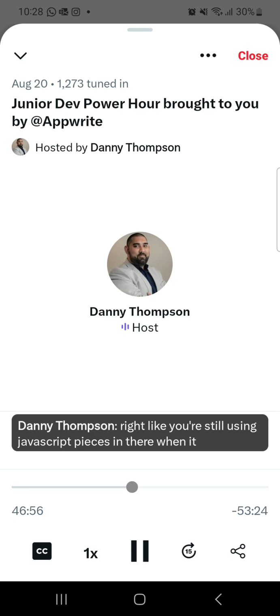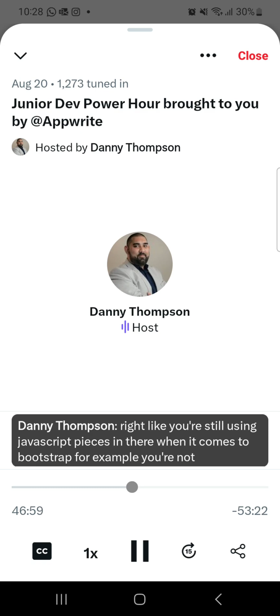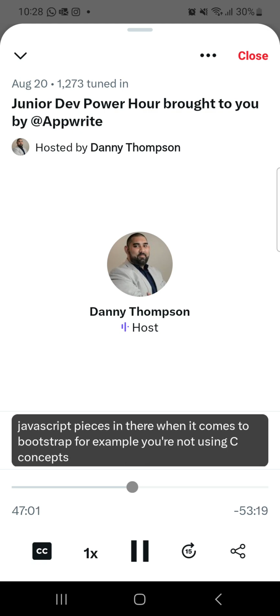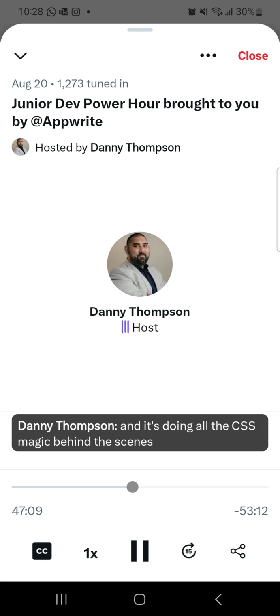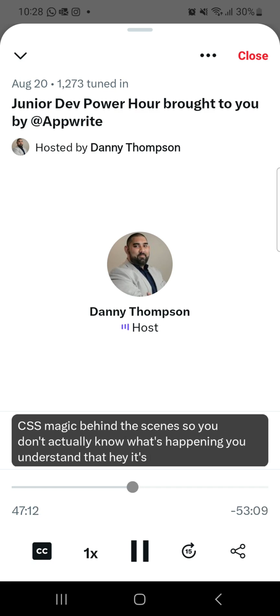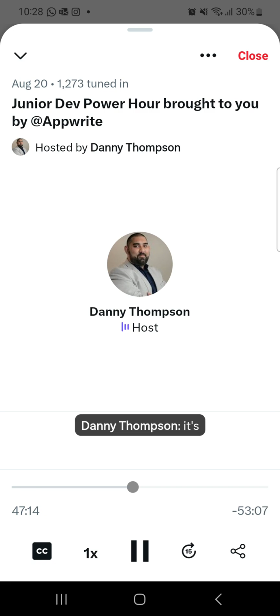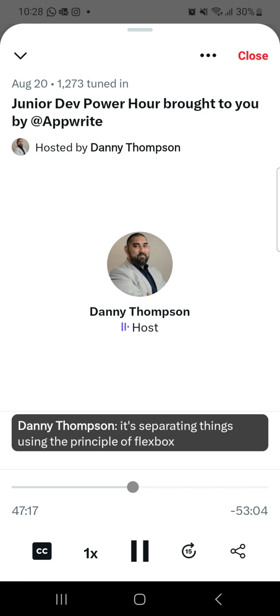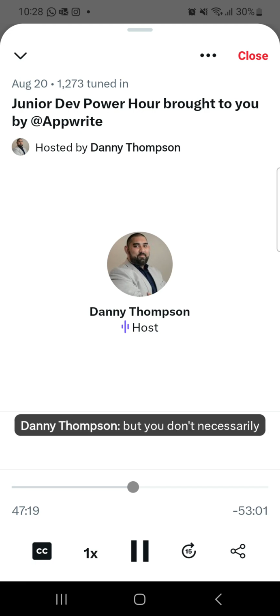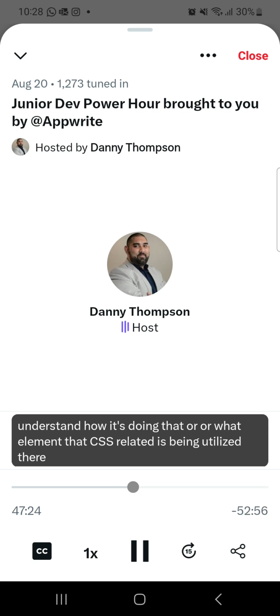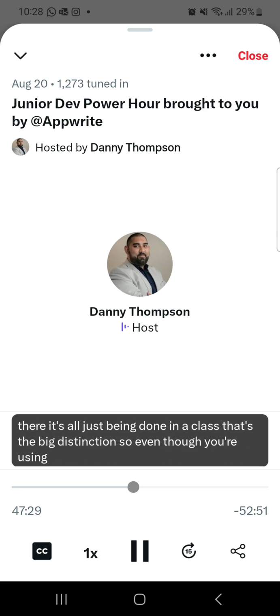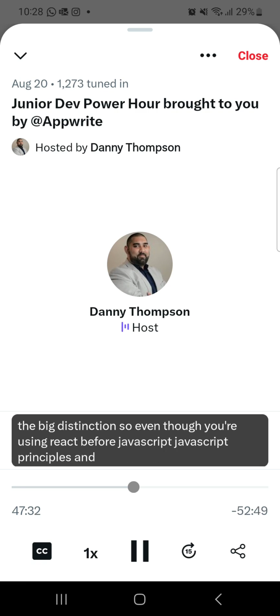When it comes to Bootstrap, for example, you're not using CSS concepts. You're entering classes like col-sm-4, and it's doing all the CSS magic behind the scenes. So you don't actually know what's happening. You understand that, hey, it's creating columns, it's separating things, it's using the principle of flexbox or grid, but you don't necessarily understand how it's doing that or what CSS element is being utilized there. It's all just being done in a class. That's the big distinction.